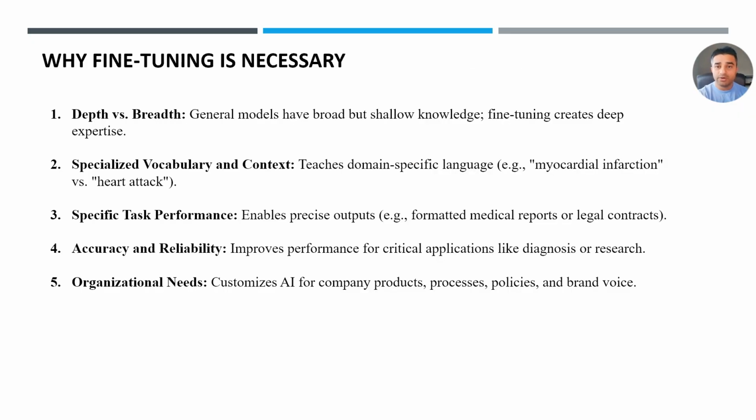You might wonder if models like ChatGPT already know about medicine, law, and other fields, why do we need fine tuning? Great question. Here is why. First thing is depth versus breadth. General models have broad but shallow knowledge. They know something about everything but are not expert in anything. Fine tuning trades breadth for depth, creating a deep expertise in a specific area.